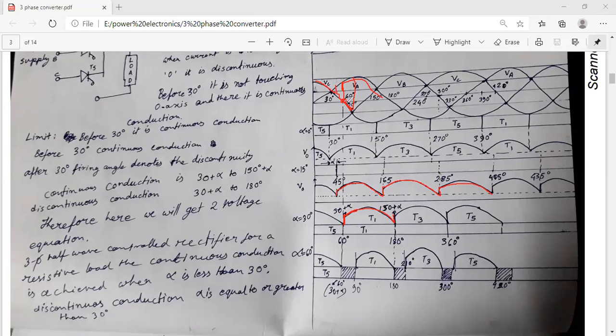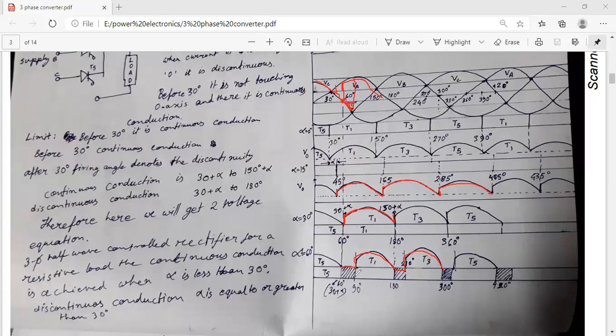So that time, since it is resistive load, we will not get continuous conduction. So this portion will be discontinuous during that time, and then again it will start conducting. This is for 90 degree. So if alpha is 60 degree, then we are getting a discontinuous signal.